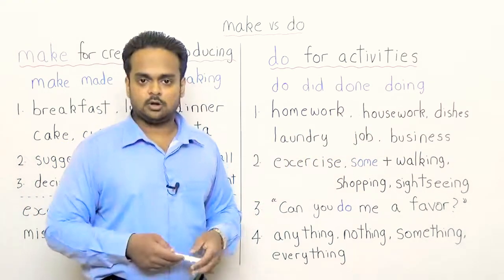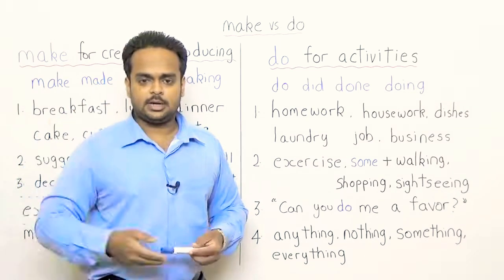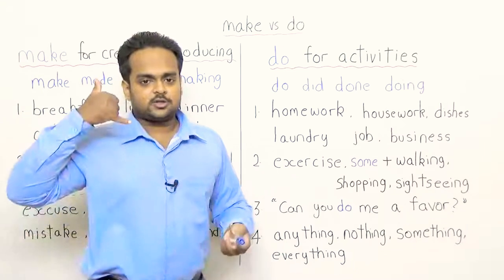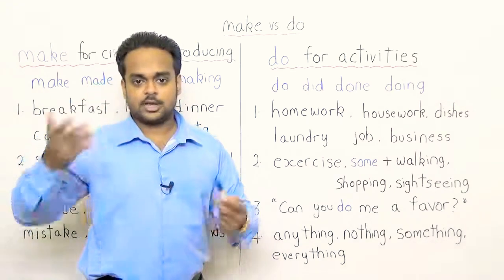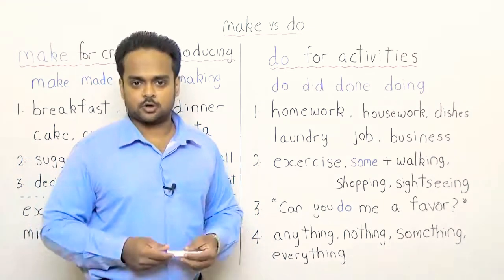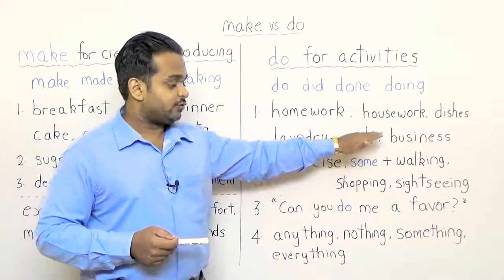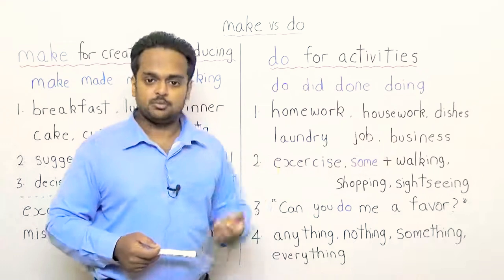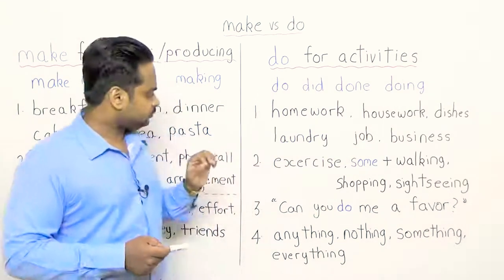Let's say your friend calls you and your friend asks, "Hey, what are you doing?" And you might say, "Hey, I can't talk now. I'm doing the dishes or I'm doing the laundry. Can I call you back later?" That means you're washing the dishes or you're washing your clothes. You can also do a job, or if you're a business person, you do business. We don't use make with any of these.